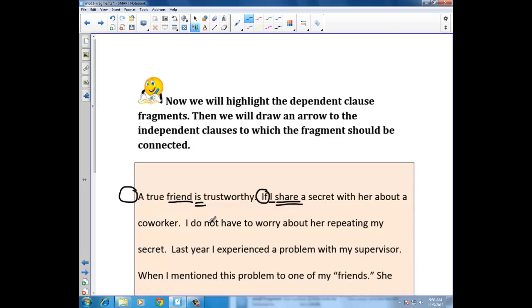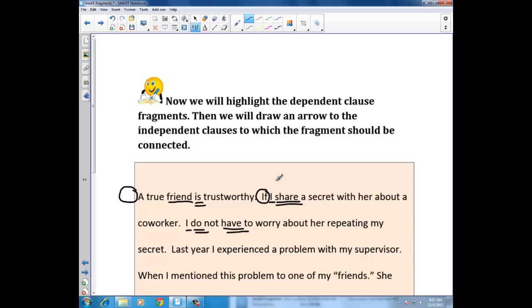All right, if I share with her a secret about a coworker. Here we have a dependent clause. It has to be connected to an independent clause. Now, notice that following that sentence you have I, another subject, do, have. Remember that not is not part of the verb. And there is no subordinating conjunction present. So the easiest way to connect this sentence and have it make sense is: if I share a secret with her about a coworker, I do not have to worry about her repeating my secret.